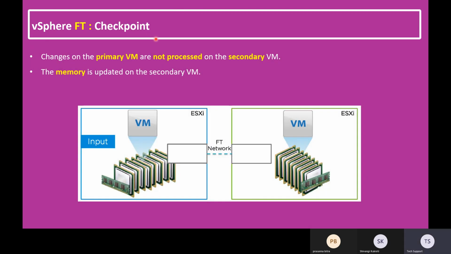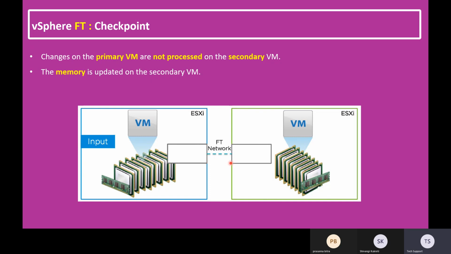See, vSphere FT checkpoint. Changes on the primary VM are not processed on the secondary. That means whatever changes you made at the virtual machine CPU layer will not be replayed, but how it sends the changes from source to destination is through the memory bitmap, same as our vSphere vMotion. The memory is updated on the secondary virtual machine. Okay, how will it update? It updates through the FT network.